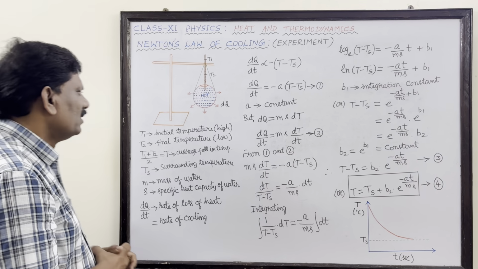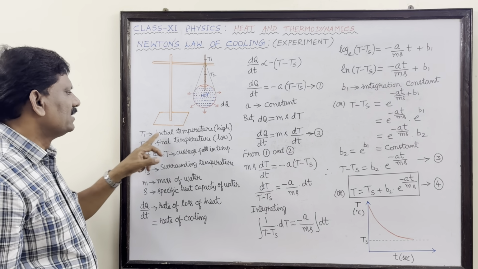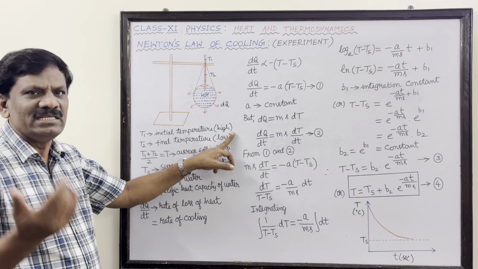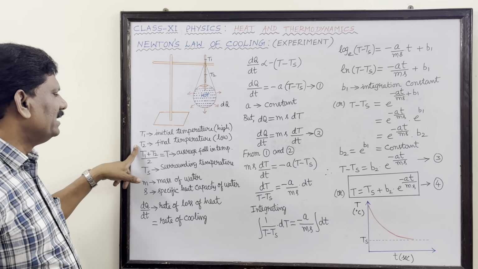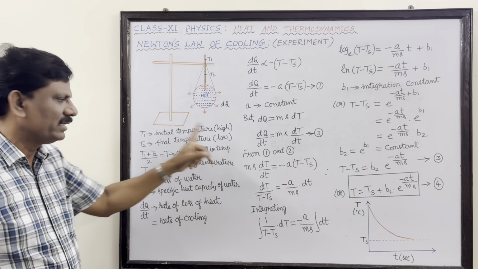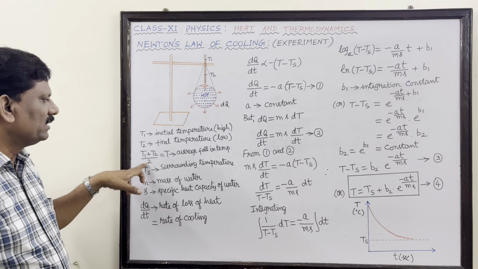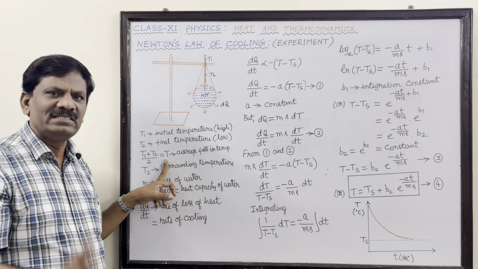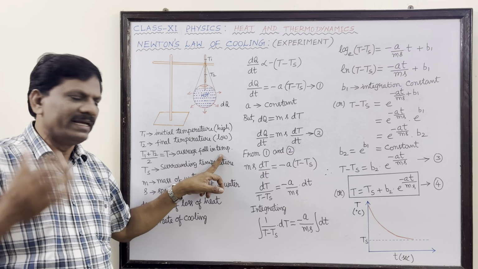So now in this experiment, what is T1? It is the initial temperature, which is a higher temperature, like 90, 100. Then T2, after a time dt seconds, is the final temperature, that is the lower temperature, which is noted. If you take the average, (T1 plus T2) by 2, that is denoted by the symbol capital T. That is the average temperature, the average fall in temperature, because it is cooling.